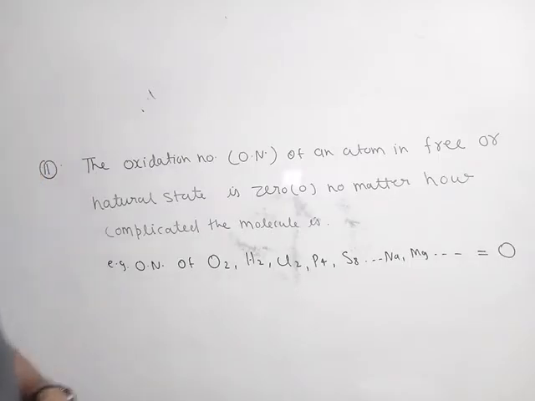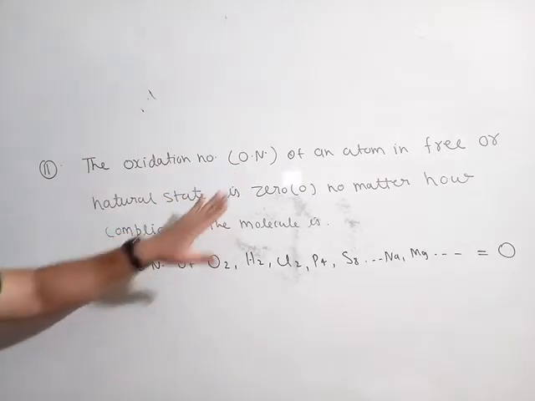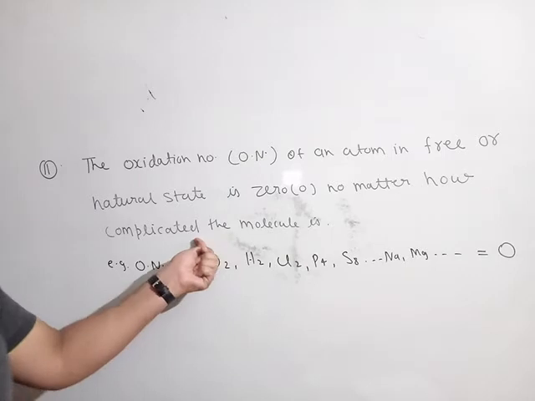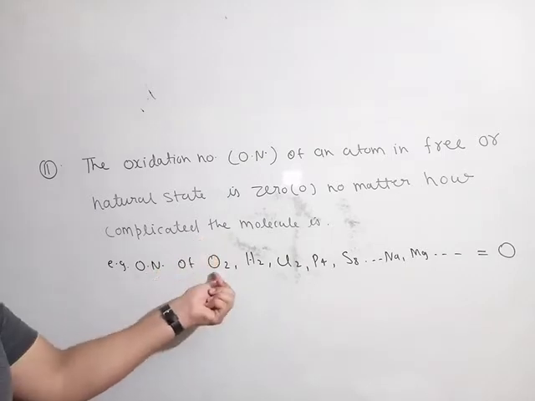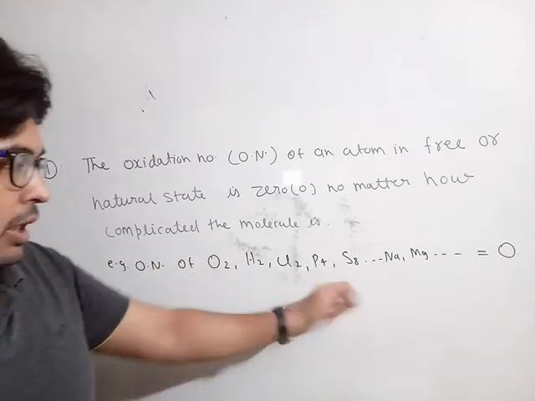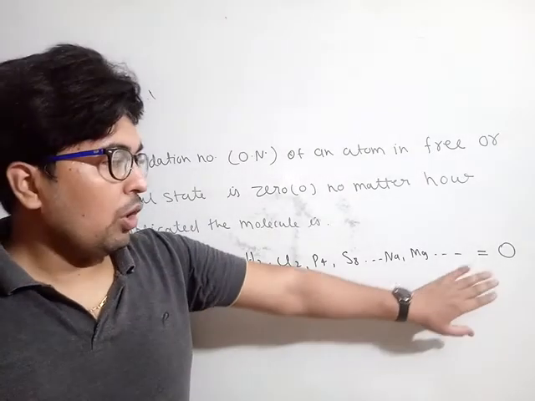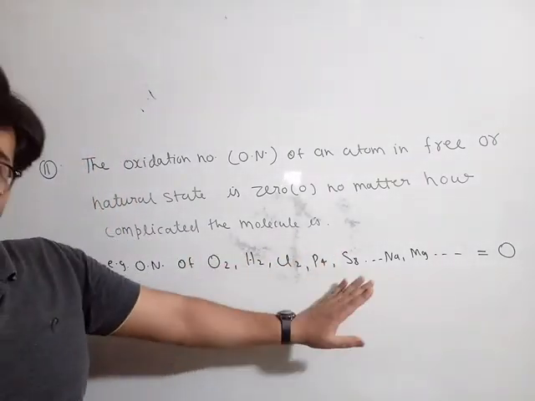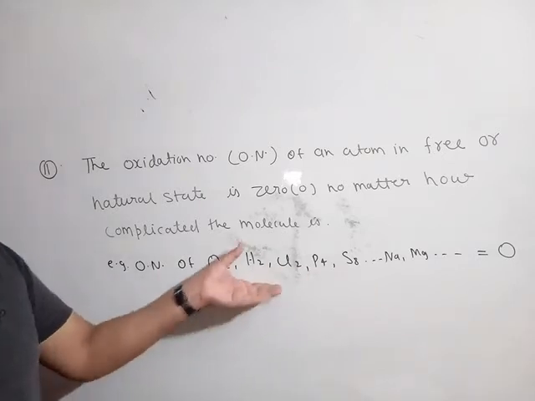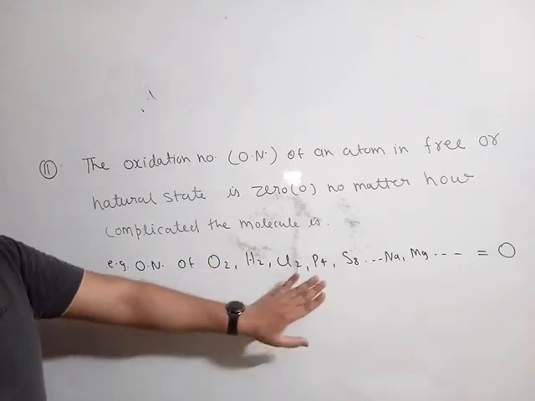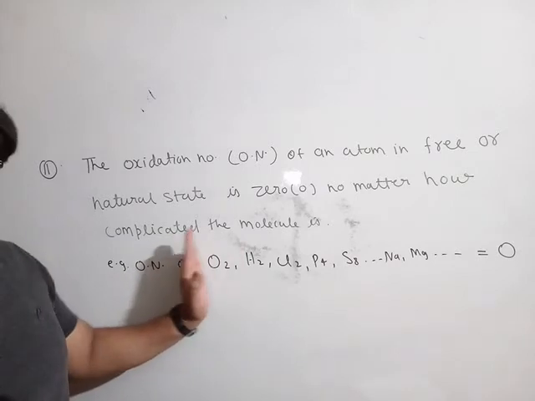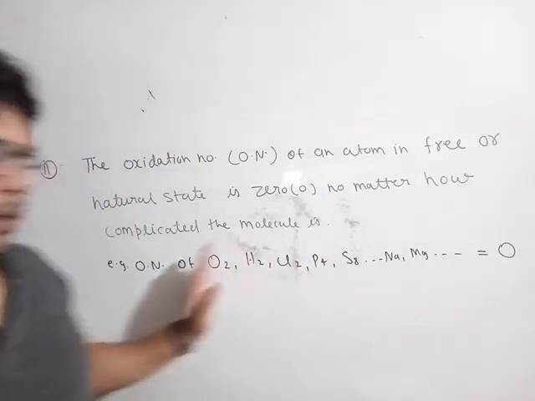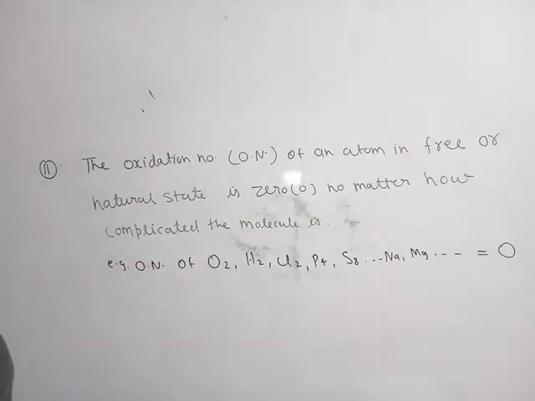Next rule: the oxidation number of an atom present in its natural or free state will be equal to 0, no matter how complicated the molecule is. Natural state species like H2, Cl2, P4, S8, Na, Mg and all will have oxidation number 0, because they are present in their natural state, so they do not combine with any other element. That's why they will not lose or gain any electrons. So the oxidation number of these will be 0. That's the second rule.